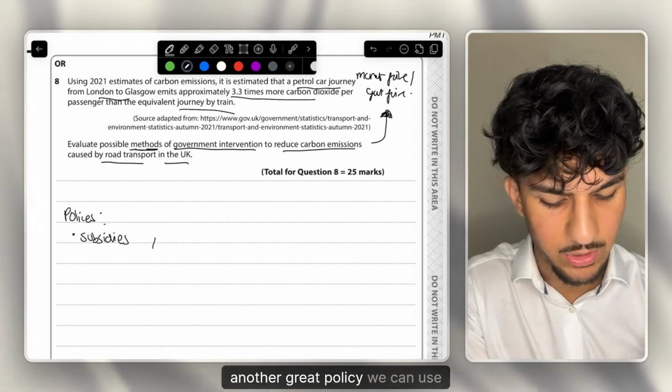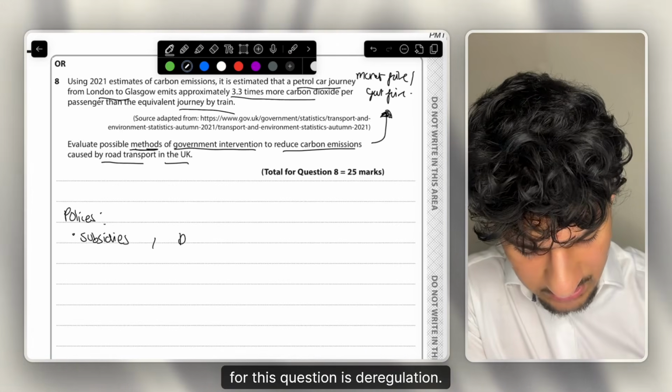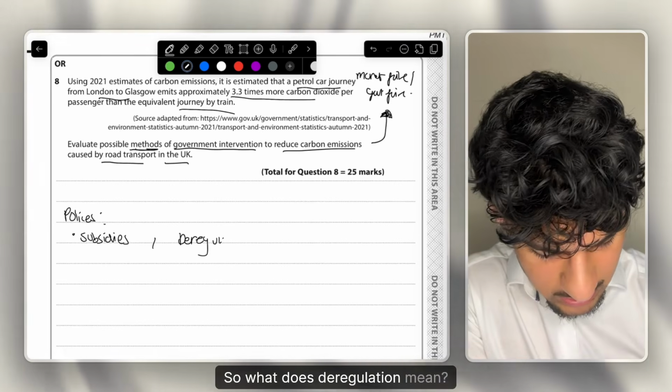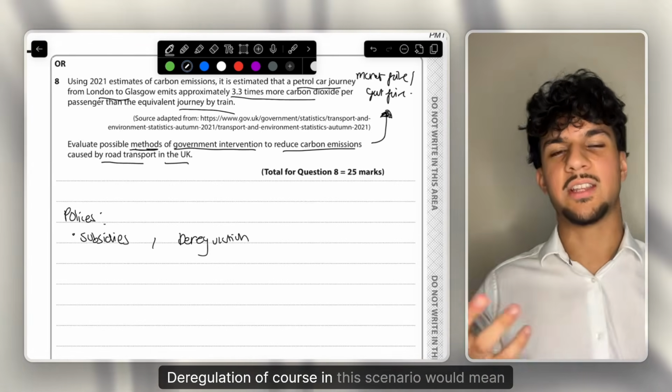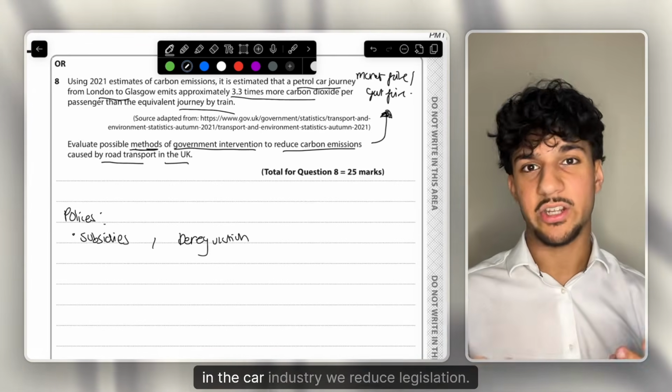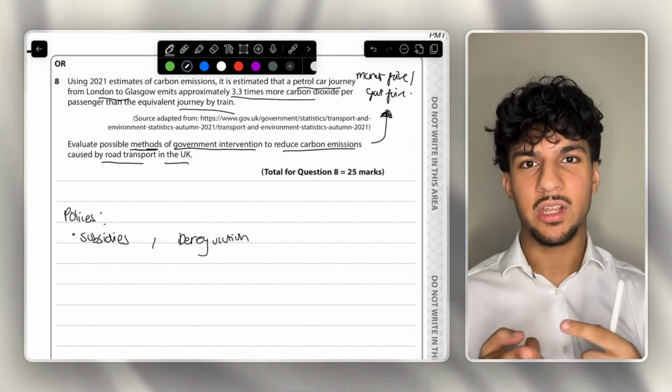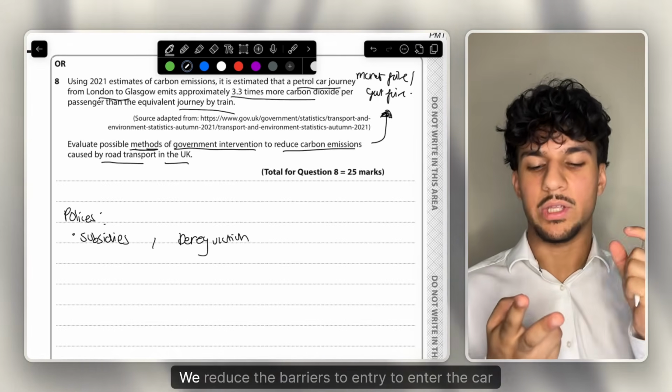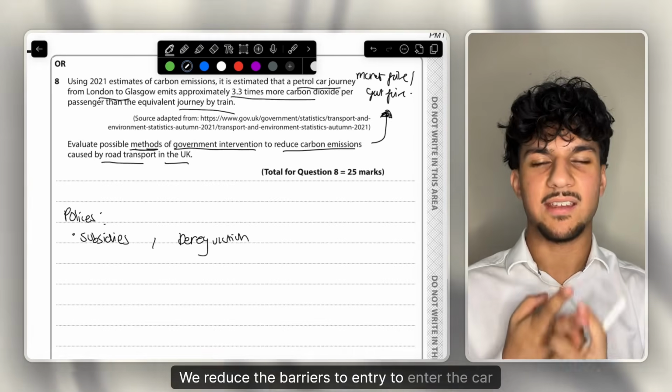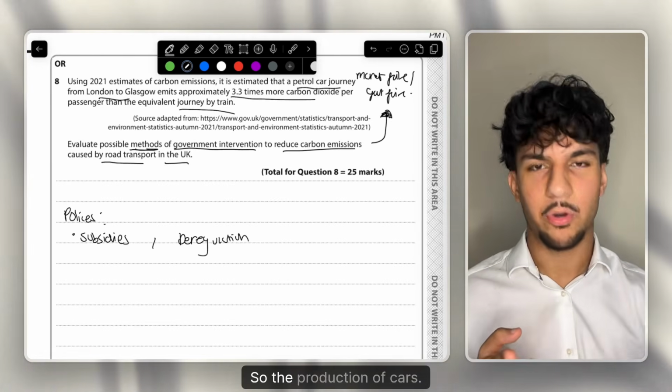Okay, another great policy we can use for this question is deregulation. What does deregulation mean? Deregulation, in this scenario, would mean that in the car industry we reduce legislation. We basically make it easier. We reduce the barriers to entry to enter the car industry market, so the production of cars.